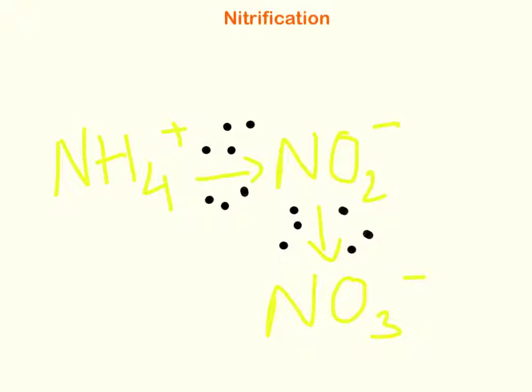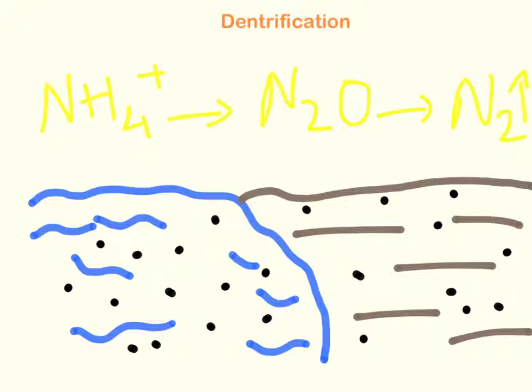The fourth step is nitrification. NH4 is converted to NO2 and then to NO3 by nitrifying bacteria. The last step of this cycle is denitrification. NO3 is converted to N2O and eventually to N2 and released to the atmosphere by denitrifying bacteria in oxygen-poor soil.